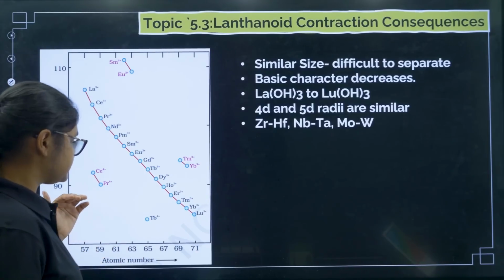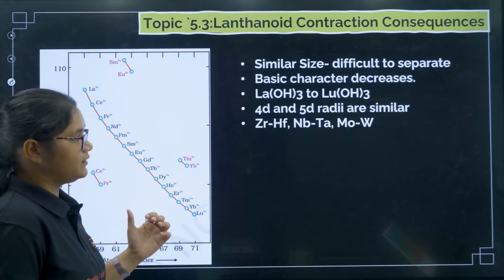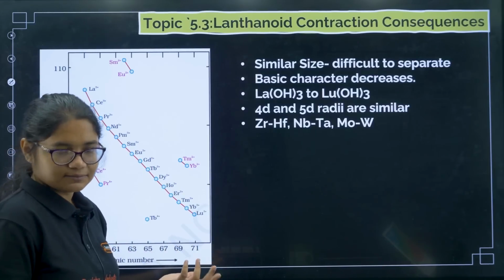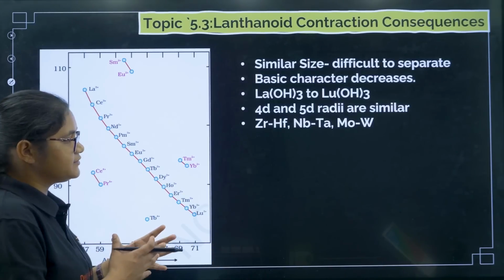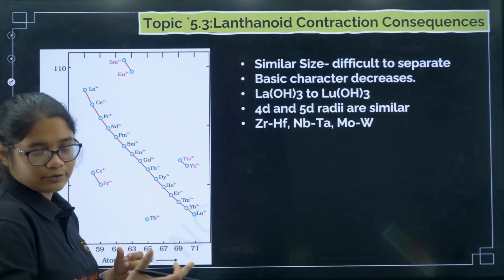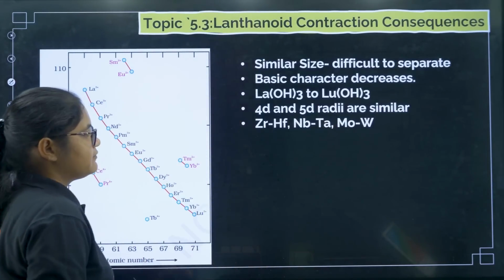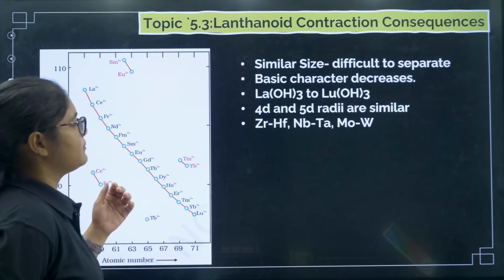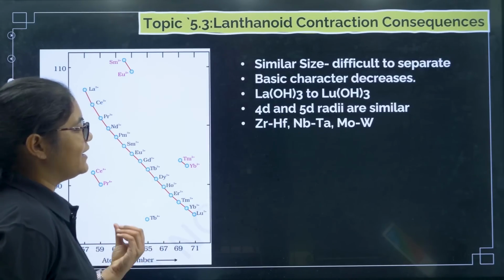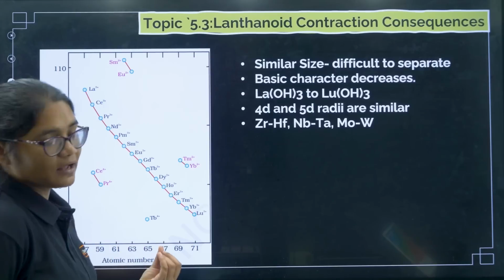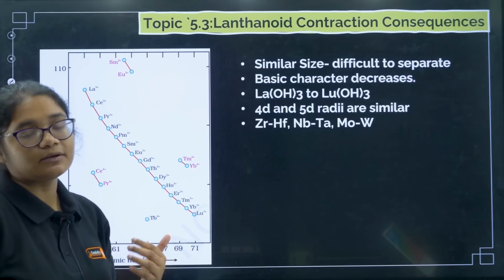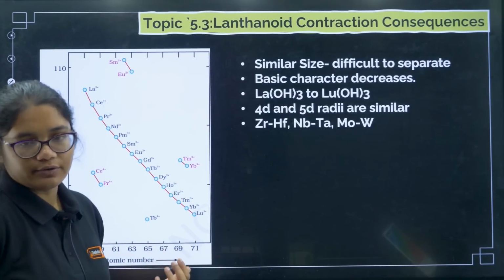Then the basic character decreases along the period, because the bond becomes very strong and the OH minus ions cannot be released easily in the case of lutetium. Next, 4d and 5d radii are similar. You can see the examples, zirconium and hafnium, Nb and Ta, molybdenum and tungsten. These sizes are very much similar because of your lanthanide contraction.